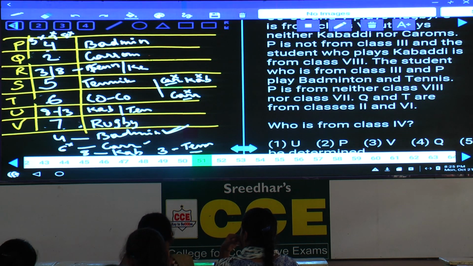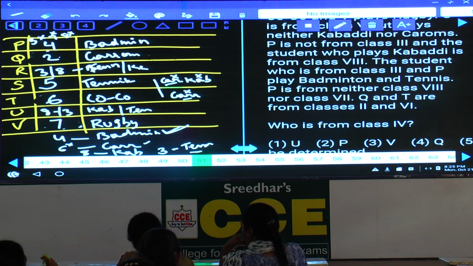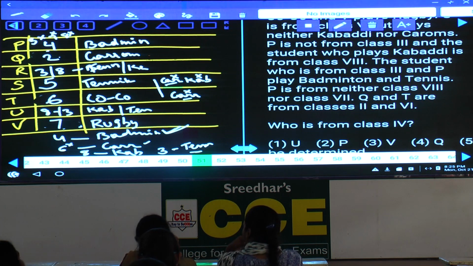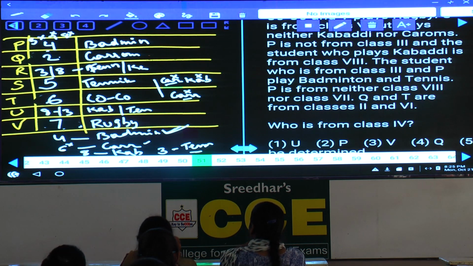One piece of information that is definitely known: 3 plays badminton at Tilson. 3rd class student plays badminton, 8th class student plays kabaddi. Then who is from 3rd class? Either R can be from 3rd class or U can be from 3rd class.